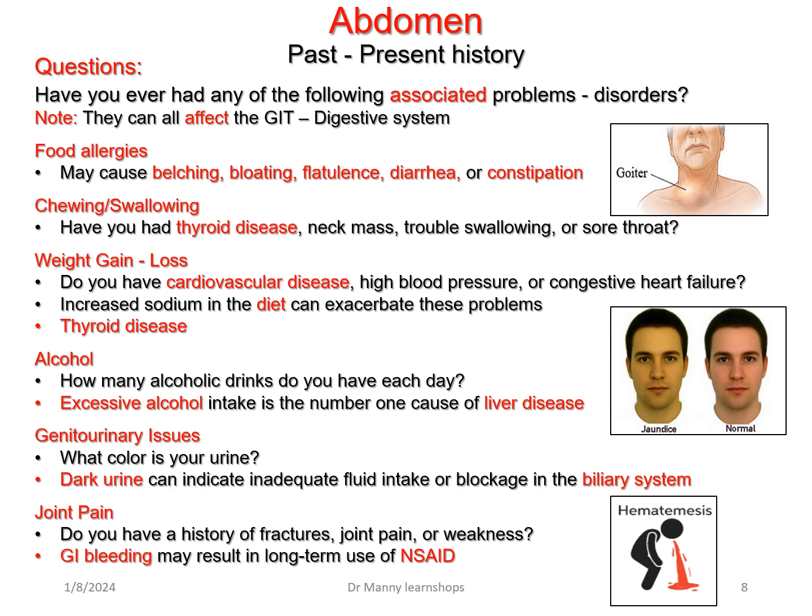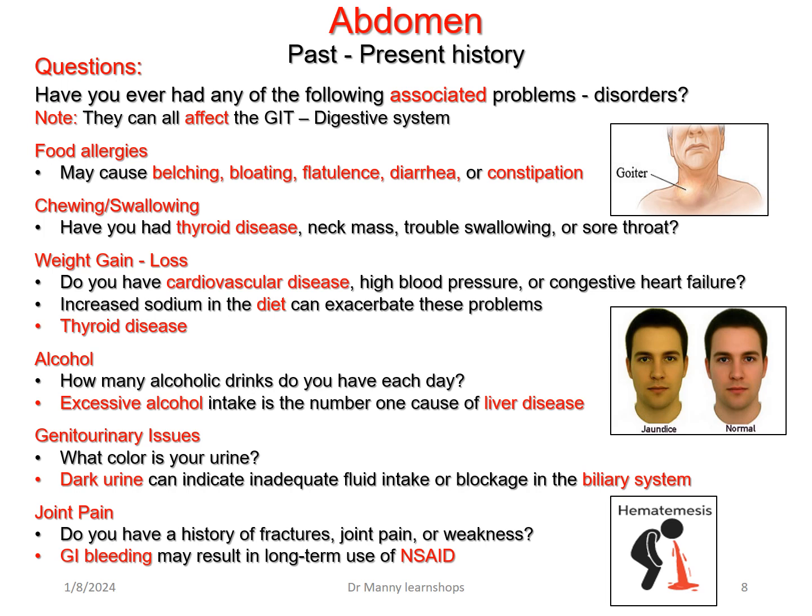When it comes to past or present history, questions could be related to, have you ever had any of the following associated problems or disorders? Note that they can all affect the gastrointestinal system and tract: food allergies, chewing and swallowing issues, weight gain or loss, alcohol abuse or use, genitourinary issues, and joint pain. Food allergies may result in belching, bloating, flatulence, diarrhea, or constipation.